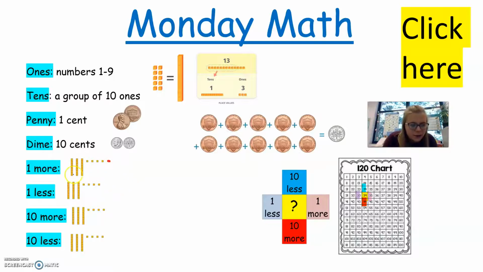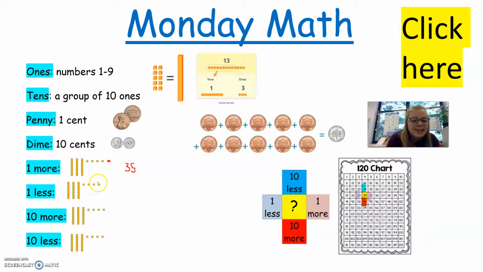And then count. My number was 34. I added 1. Let's see what's one more. 10, 20, 30, 31, 32, 33, 34, 35. 35 is one more than 34, and I know that because I added a 1. If I want to see what's one less, that means one smaller. You can look at your 120 chart and go back one, see what came before. For 34, that's 33.